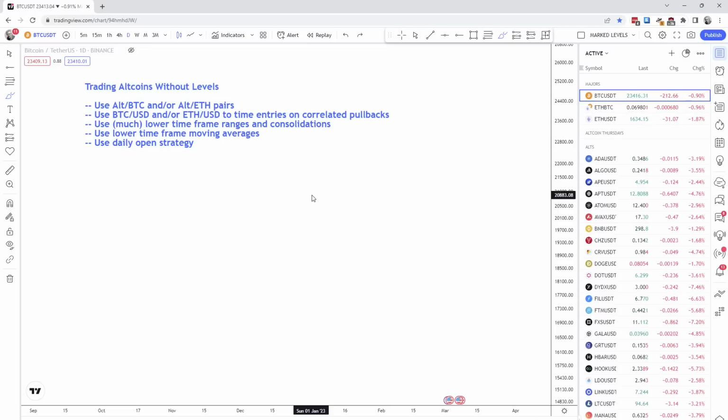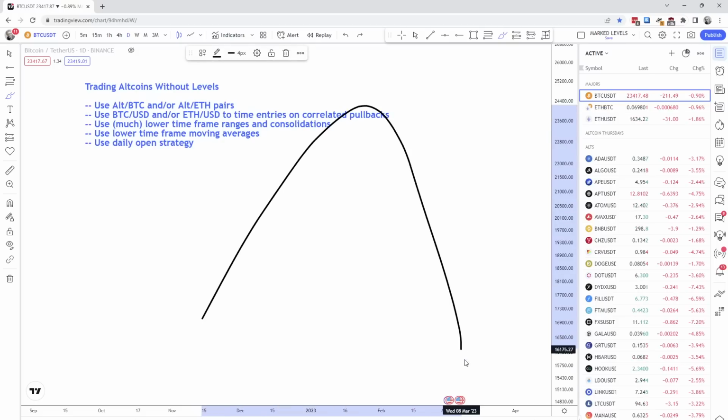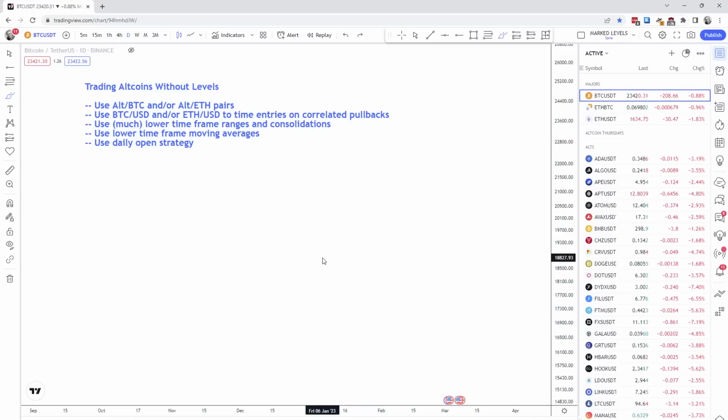Point number 3 is use much lower time frame ranges and consolidations. Again, this is essentially a concession that if we look on the higher time frame, it's just going to look like this, right? And you're not going to find any clear levels, pullbacks, structure, and so on and so forth. So in the absence of structure, you sort of find it by going on lower time frames. You have more candlesticks, more levels, some sort of range or something to work with. And you may just have to do that.